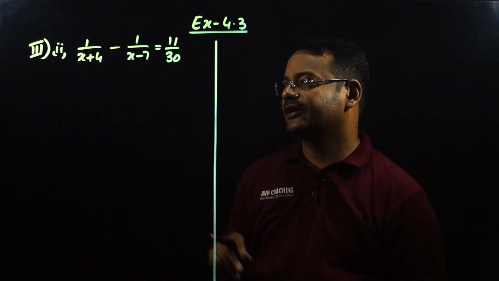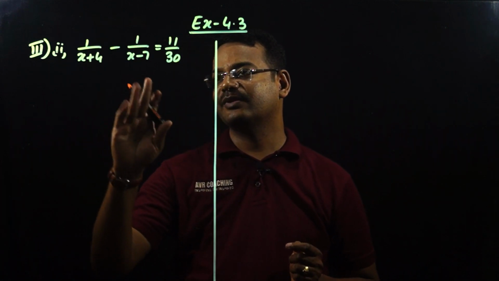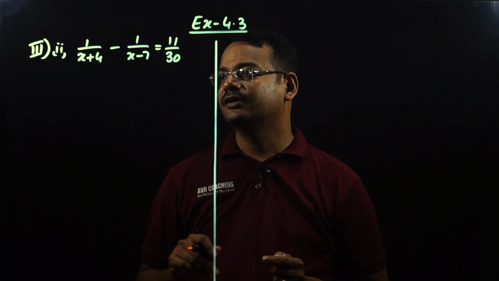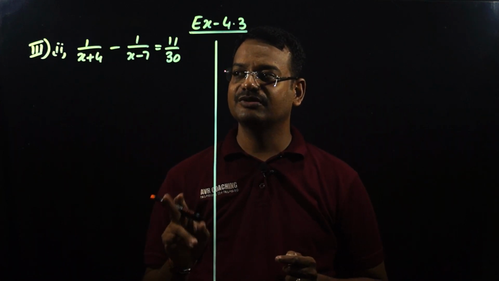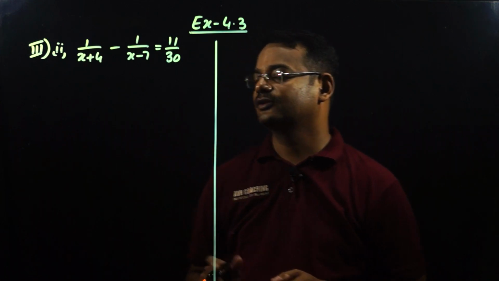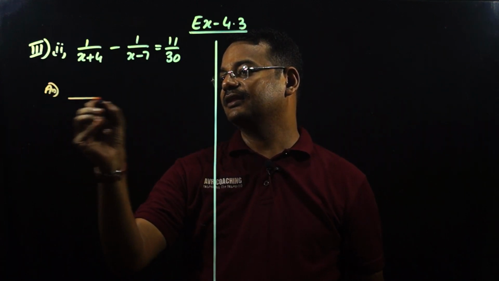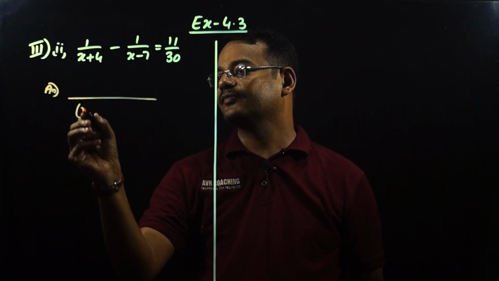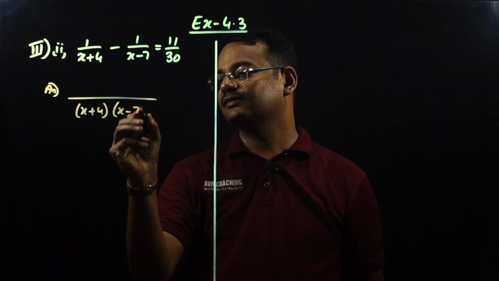Third problem, second bit: 1 by x plus 4 minus 1 by x minus 7 equal to 11 by 30. We need to find the roots of this equation if this is a quadratic equation and if the roots exist. So to convert this into a quadratic equation, we will first take the LCM. LCM is x plus 4 into x minus 7.